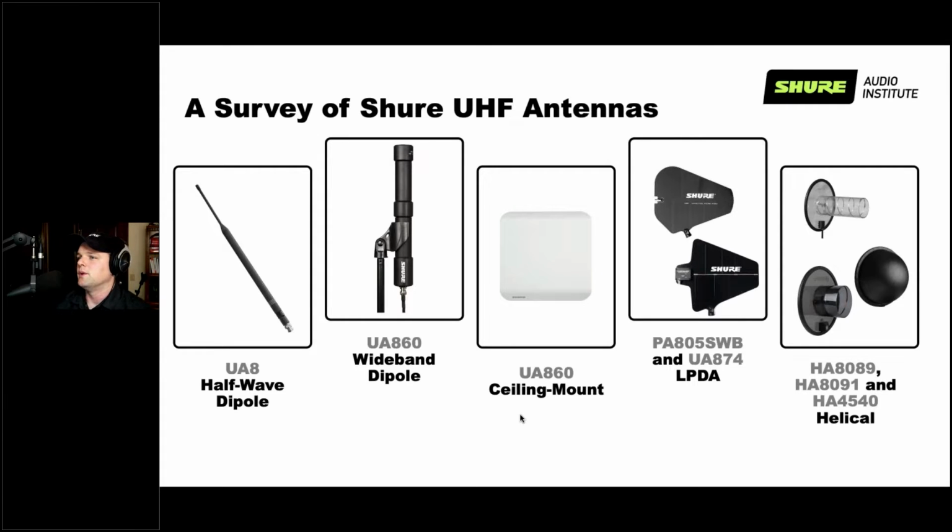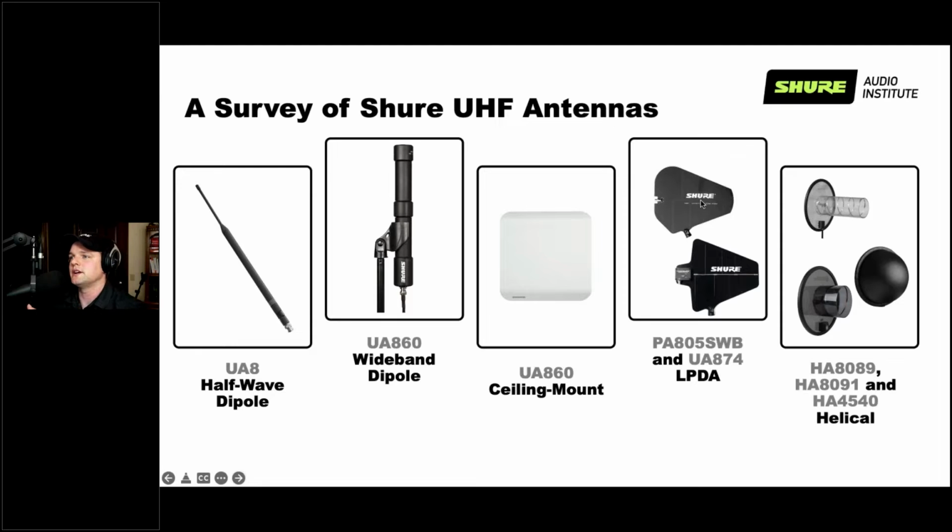And then we go to the UA860, which is a, sorry here, that would be a UA864 in the center there. The ceiling mount antenna is a directional antenna, and it's really good when you don't want to see the antennas. Like let's think in a conference room mounted to the ceiling or the wall, they're paintable. And as we go to the right here, we get more directional.